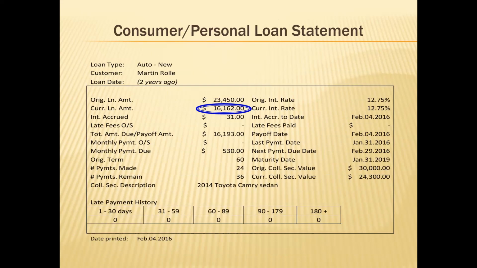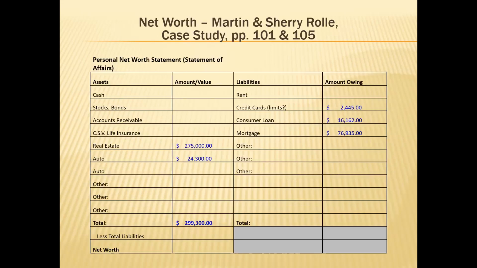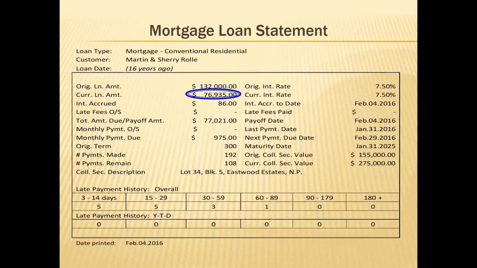Any other liabilities? Yeah, the mortgage. Okay, and what is the outstanding balance on that? 76,935. Okay, 76,935, correct. And again, we get that from the left-hand top section of the mortgage statement. Are there any other liabilities that we're aware of, what we've been told about? I don't think so, sir. No, they don't have any more liabilities.